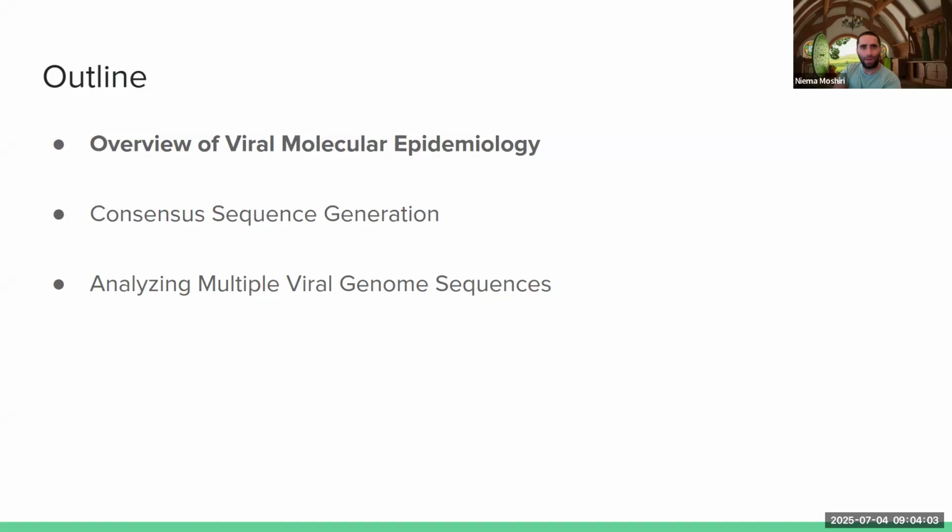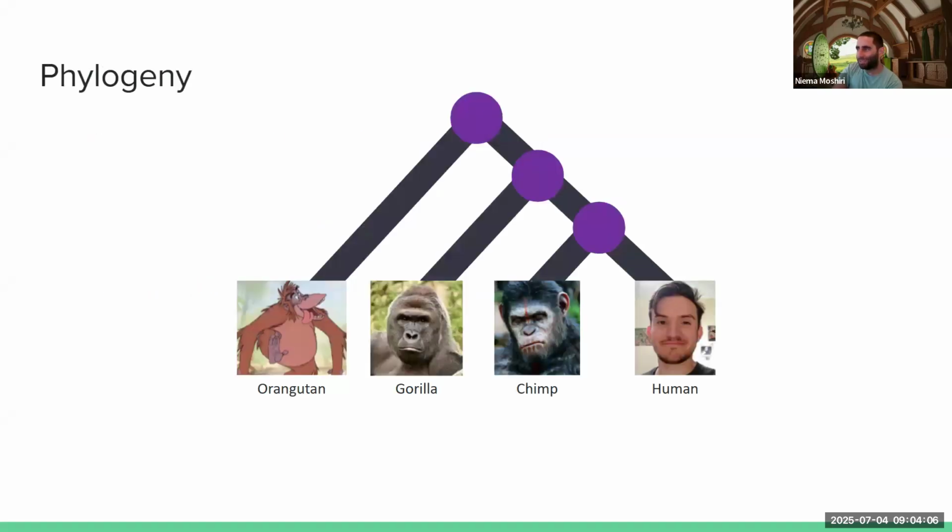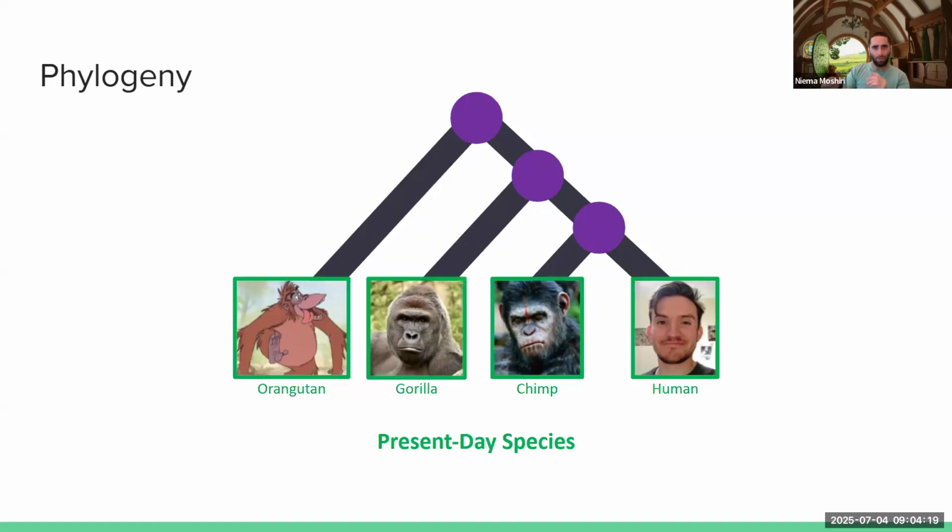So first, what is viral molecular epidemiology? I'm assuming folks have probably seen something like this at some point in their biology classes. You've probably seen an evolutionary tree, which shows the evolutionary relationships between different species. First of all, these entities on the tree, we call them nodes. The nodes at the bottom of the tree, we call them leaves, and we assume that they're present day species.